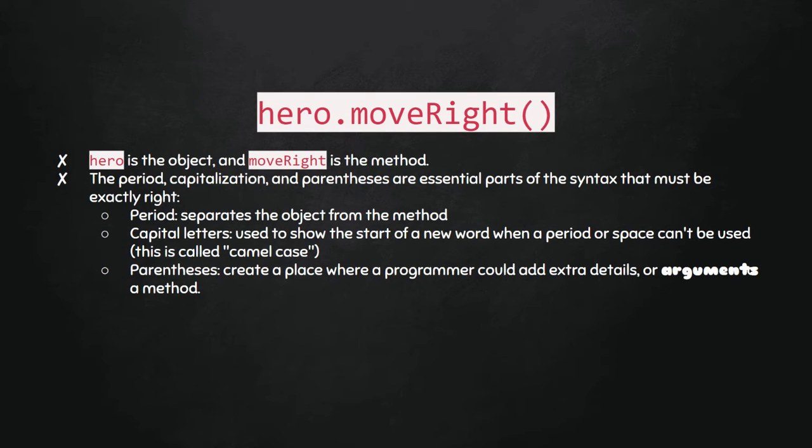All right, so in this sentence where it says hero dot move right, hero is my object, that's the thing we're moving, and move right is the method, that's how it's moving. You have to have the period, you have to have the parentheses, you have to have the capitalization so that the computer understands what you're doing. A period separates the object from a method. You can't put in spaces. It's like a space for these. Capital letters show the start of a new word when you don't have a space. Because we're not putting a space between move and right, that R being capital shows that that's two separate words. Parentheses are a place where we add extra things called arguments, which we'll talk about in a little bit, and you'll look at in CodeCombat in a second.